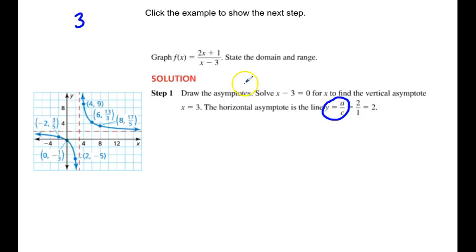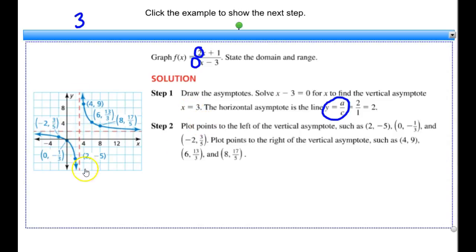So it's going to be 2 over 1, right? And so this is my 2 right here, and this is my c value right there. Okay, so it's going to be 2 over 1, which is 2. So that's where that horizontal asymptote comes into play, and that's how I draw that.